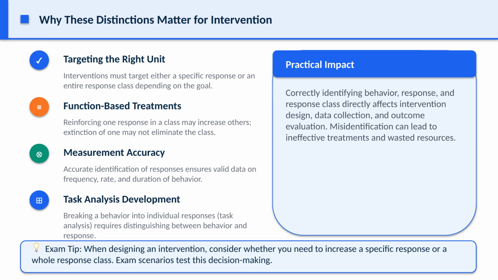Measurement accuracy depends on correctly identifying responses, so your data on frequency, rate, and duration truly reflect the behavior of interest. Task analysis development requires you to break a complex behavior into individual responses, which demands a clear distinction between behavior and its component responses. Finally, generalization planning reminds you that teaching one response may not automatically transfer to other topographies in the same response class unless you explicitly program for it.